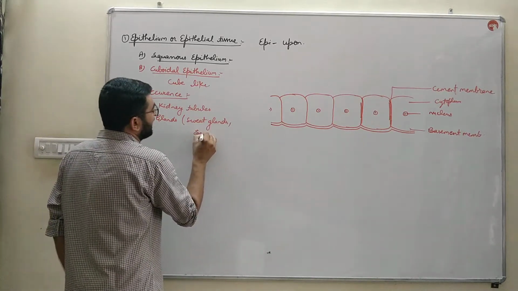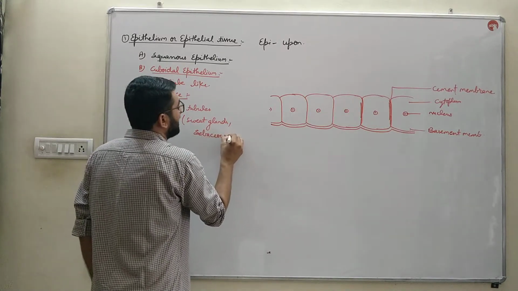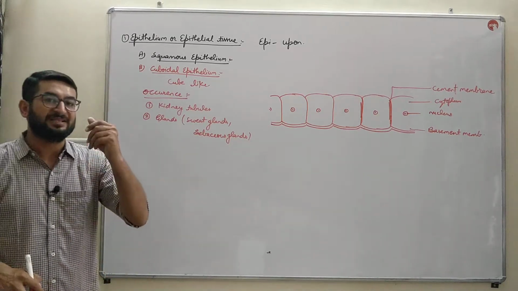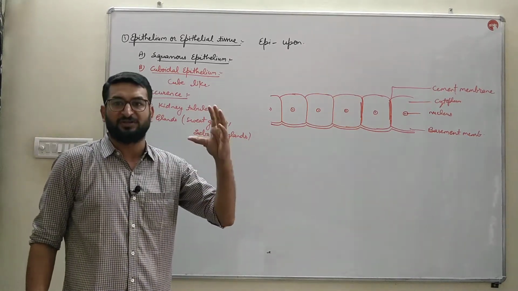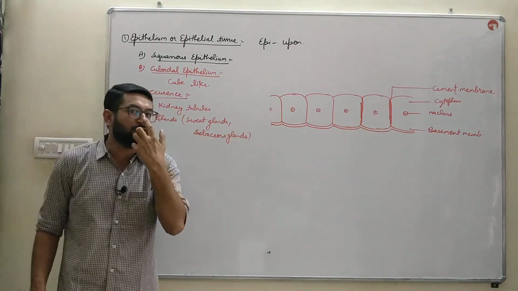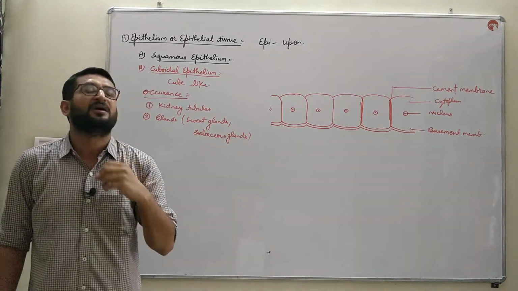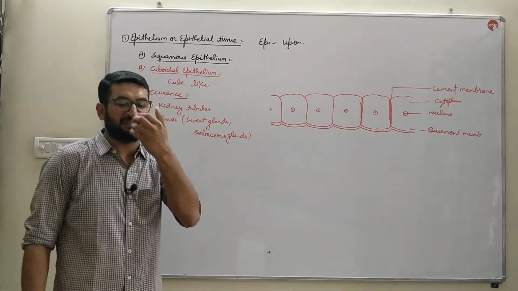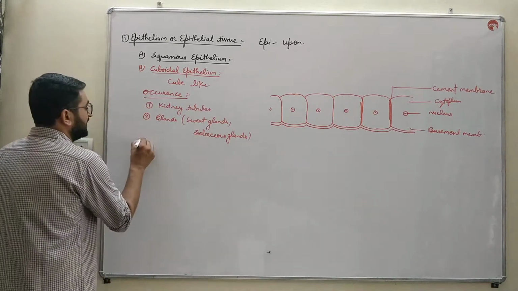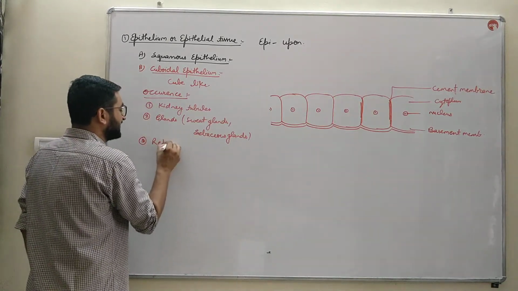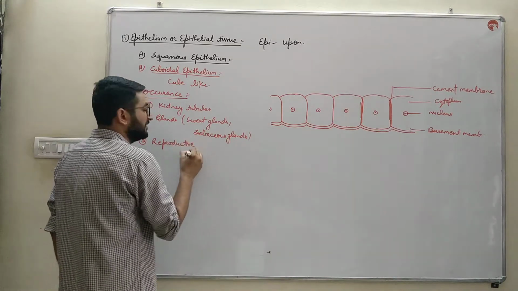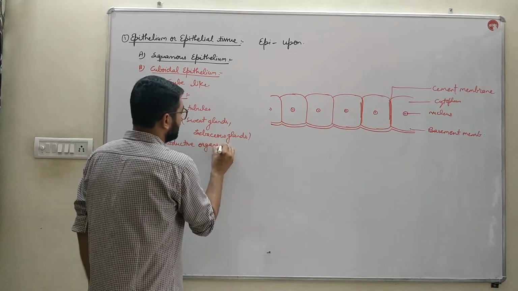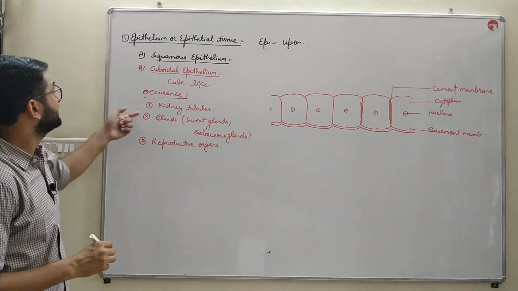The next one is sebaceous glands. They are also known as oil glands, which are present in our skin, from which the oily secretion is released. In the early morning, you must have observed that on your nose certain oil is released. That is due to the sebaceous or oil glands present in our nose region or our cheek region. Next, it is present in the reproductive organs like testes in males and ovaries in females, in the form of germinal epithelium. So on this basis, its functions are decided.